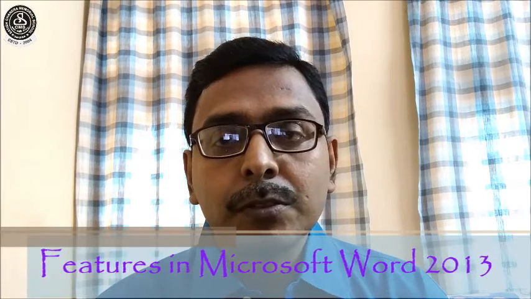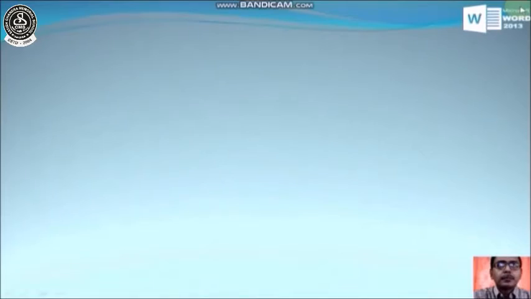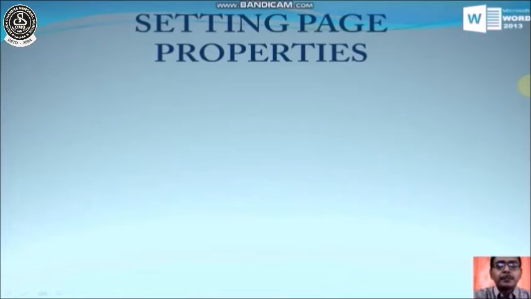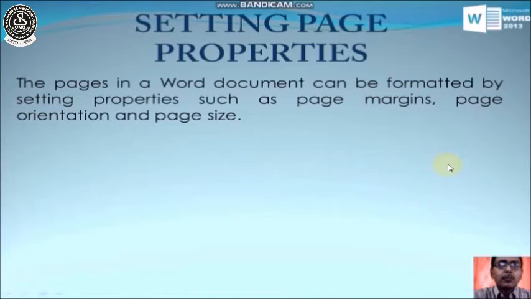Today we are going to continue with chapter number 4, that is features in Microsoft Word 2013. Setting page properties. So we create a document to actually set the document and print it in a page. So how can we change or set a page according to our wish, according to the size of the document, we can set the page. The pages in a document can be formatted by setting page properties, such as page margin is one property, page orientation and page size.